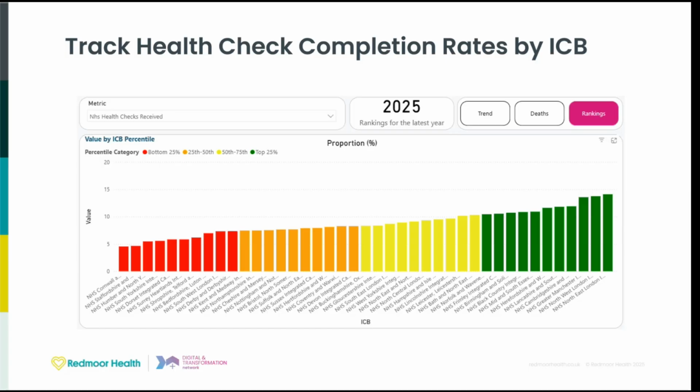So this screenshot in particular is showing health check completion rates by ICB. We've recently worked with some areas to really focus on improving health check uptake through communication and project support. So in terms of identifying hotspots of areas where they can improve, I think this is a really useful graphic. We've split it between the top performers in green and the bottom performers in red and amber, sort of a traffic light system.